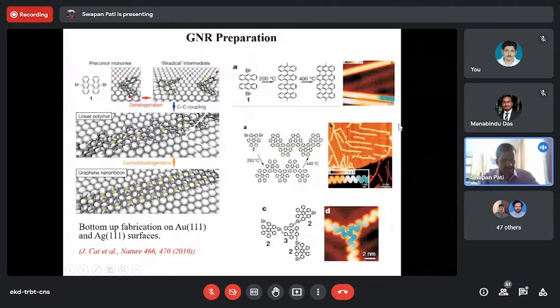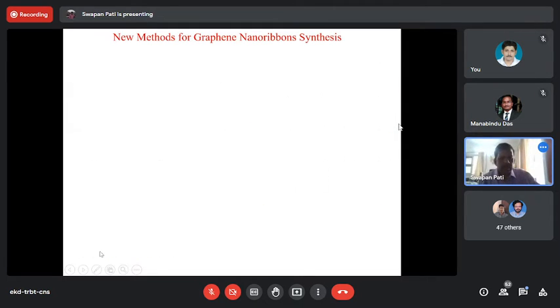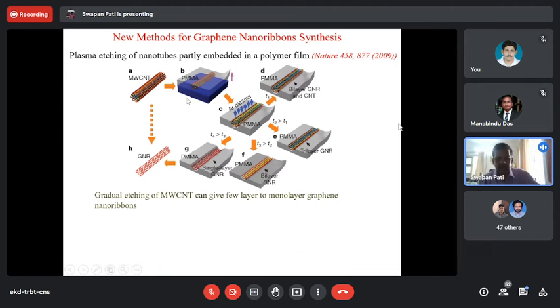And then there are many papers where graphene nanoribbon preparation is done by putting bromine and heating that sample, and various types of nanoribbon bottom-up fabrication over gold 111 or silver 111 surfaces. In this paper, for example, they put a PMMA polymer and then irradiate with argon plasma, and then you can find this GNR by gradual etching of this multi-wall carbon nanotube.